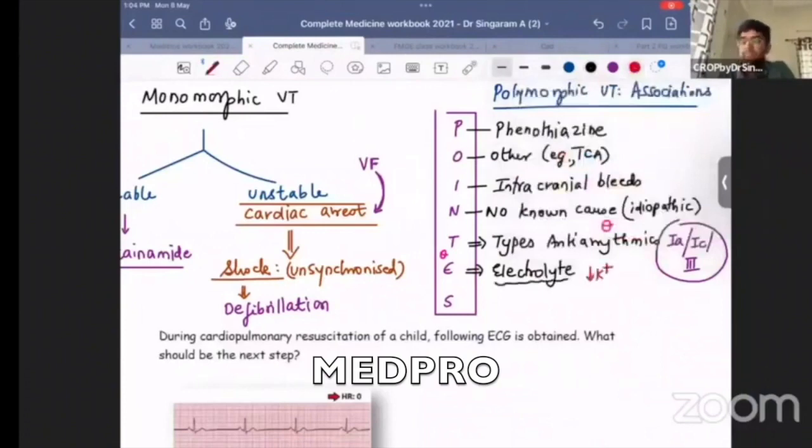Hypokalemia, hypocalcemia. One more, hypomagnesemia. These are the important associations. All hypos actually: hypokalemia, not hyponatremia, but the other three things: hypokalemia, hypocalcemia, as well as hypomagnesemia. So three important things. Okay, please make a note of it: hypokalemia, hypocalcemia, and hypomagnesemia.